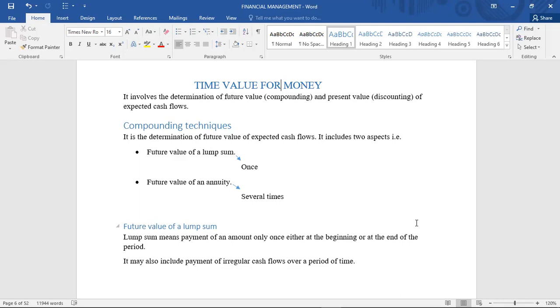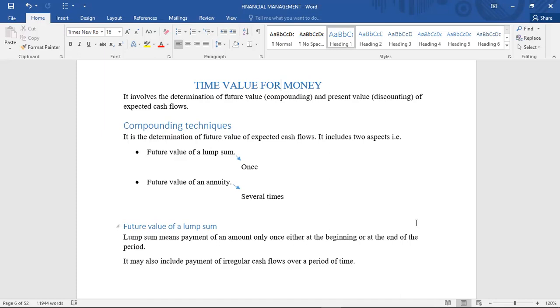Now, when you look at the compounding techniques, it is just the determination of the future value of the expected cash flows. And it normally includes two aspects, right? We normally include the future value of a lump sum, and annuities. We are going to be using these terms throughout our syllabus. Those are the terms which are mostly used in financial management.